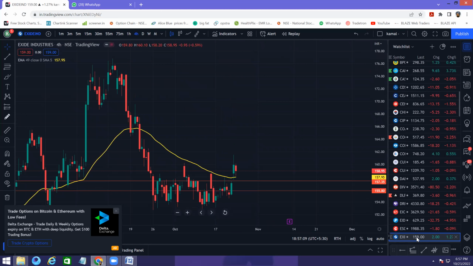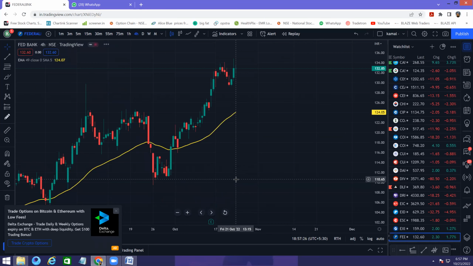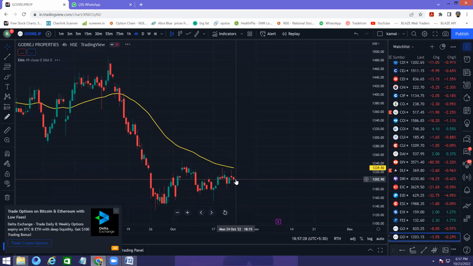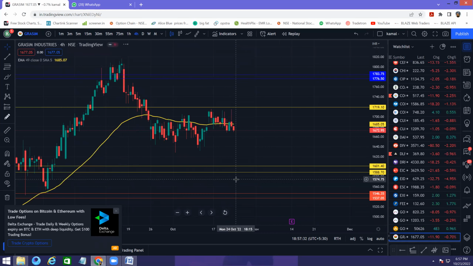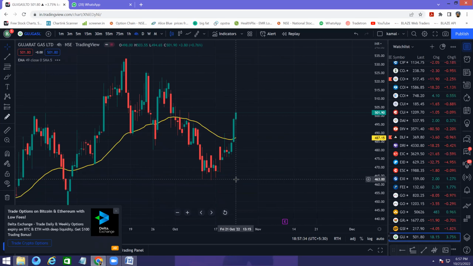IEX. Now, if IEX forms another small green candle or a green candle tomorrow, it's an entry into the stock. Or you can just take it out here. It's still away from it, 158, and you can keep a maximum stop loss of 157.6. So less than a rupee stop loss. Gold is coming into buy.